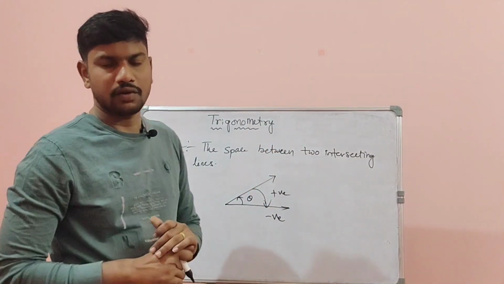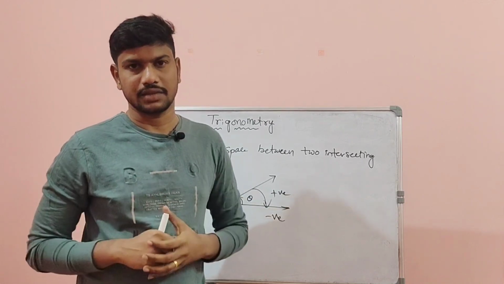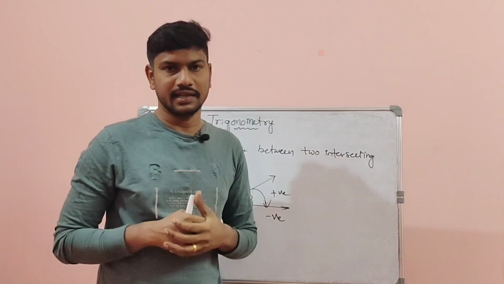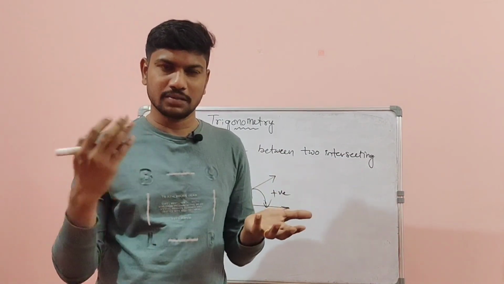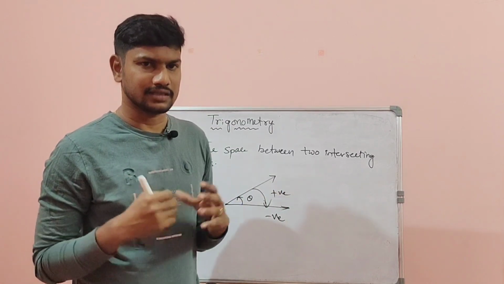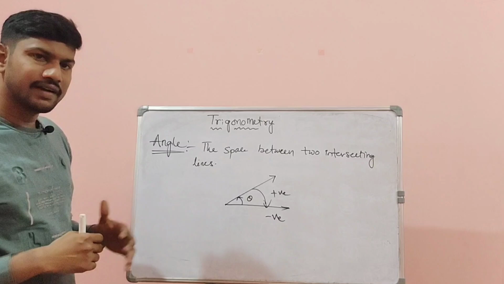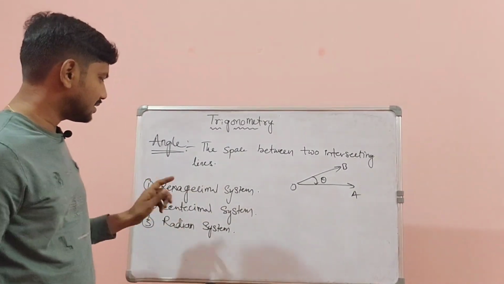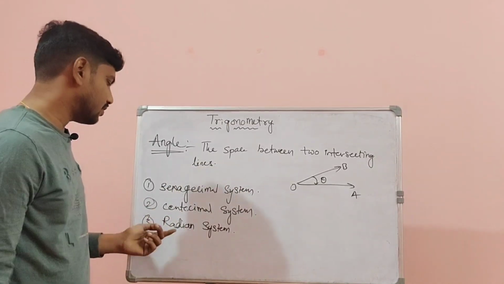In simple terms, we know measurement systems, like the MKS system and CGS system. If we want to find a weight, we find it in kgs. If we want to measure a distance, we find it in kilometers or meters. There are many systems for such cases. Similarly, are there systems for finding angles? Yes, of course. The first system is the sexagesimal system, the second is the centesimal system, and the third one is the radian system.